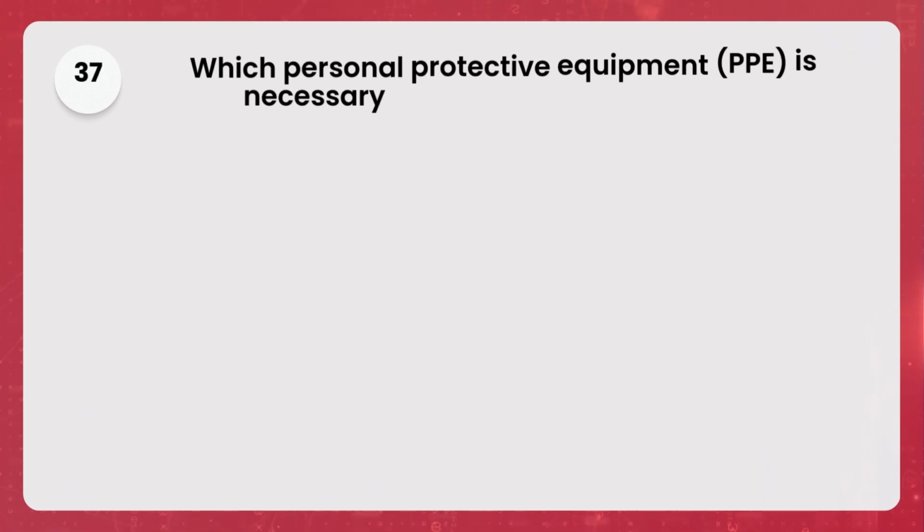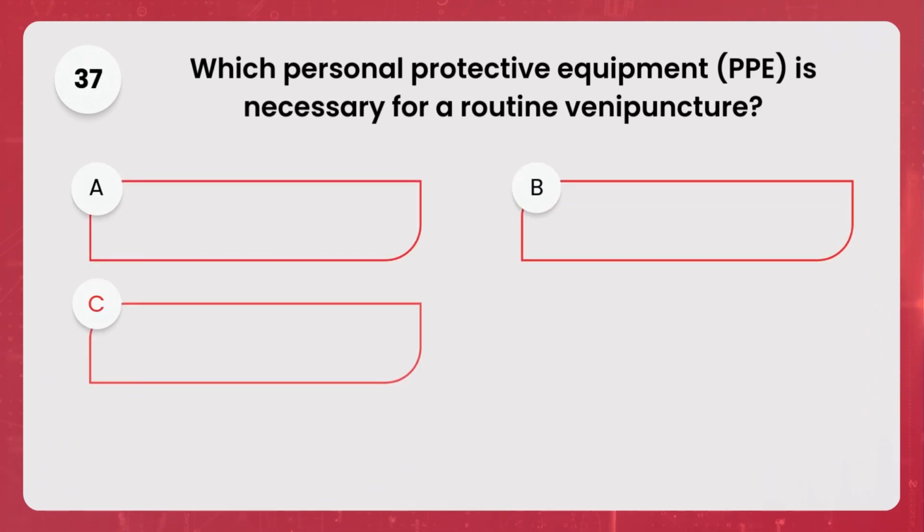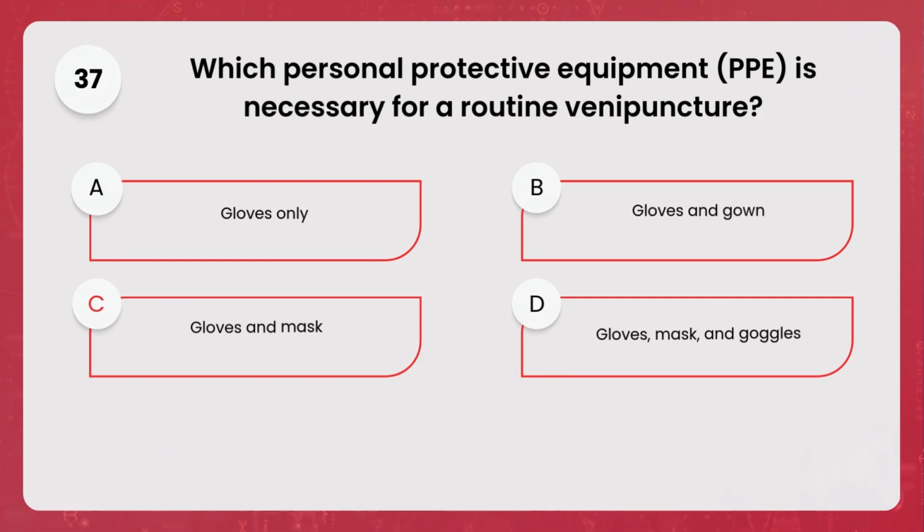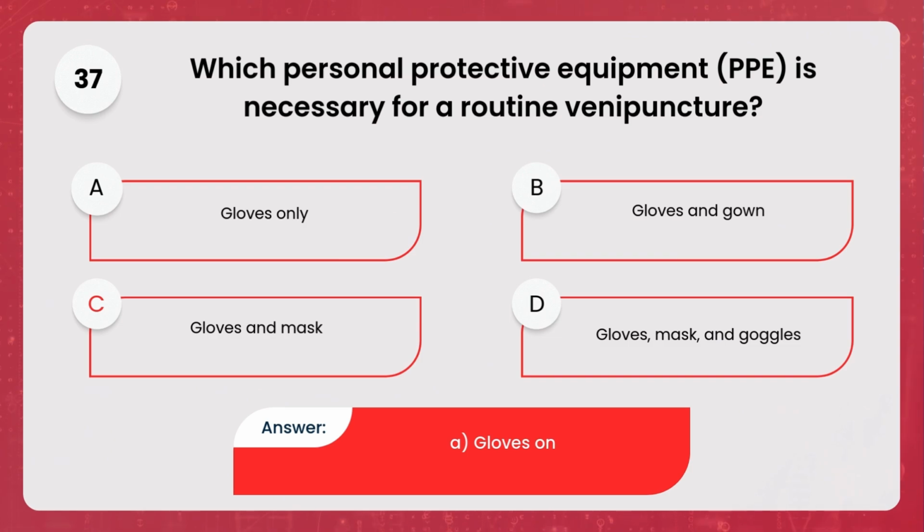Number 37. Which personal protective equipment, PPE, is necessary for a routine venipuncture? A, gloves only. B, gloves and gown. C, gloves and mask. Or D, gloves, mask, and goggles? The answer is A, gloves only.